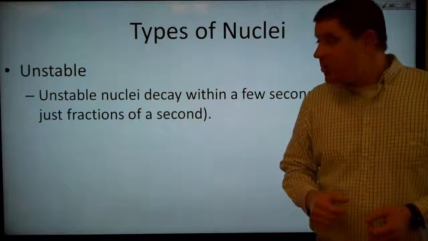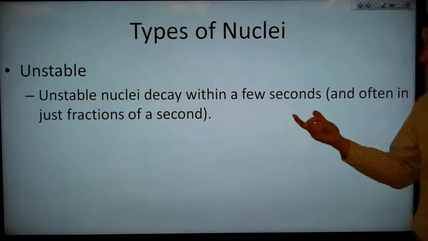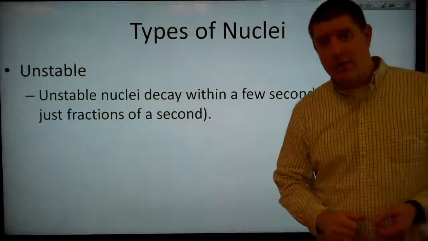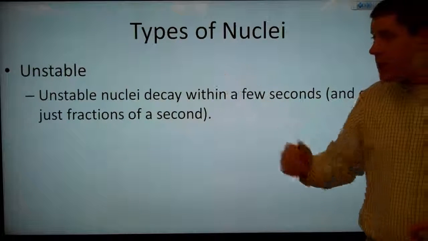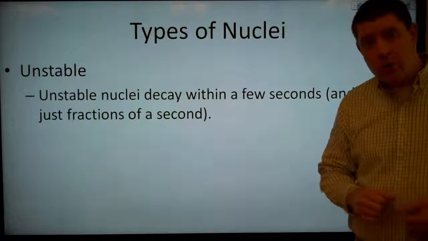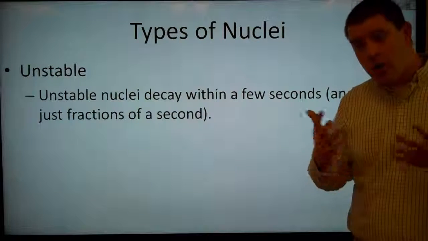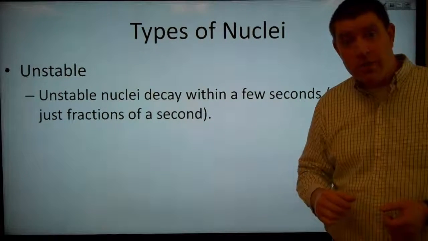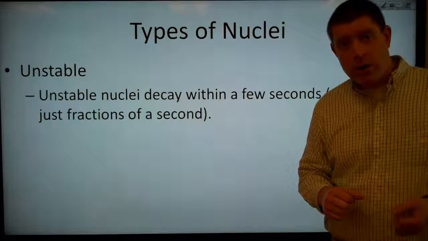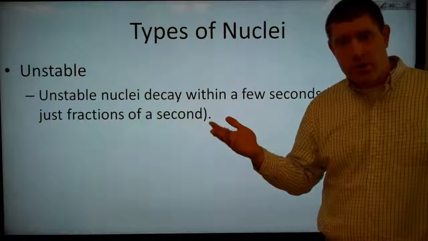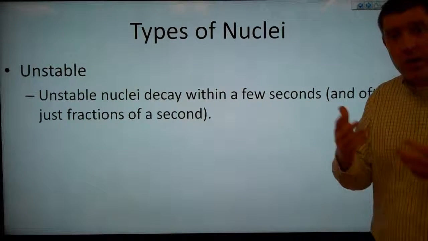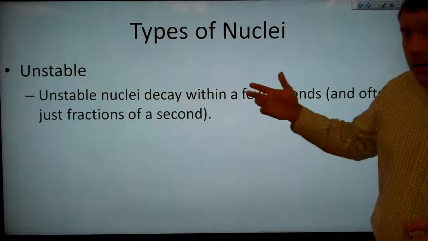And then there are unstable nuclei. So unstable nuclei decay within just a few seconds and often in just very, very small fractions of a second. And so generally these are formed in some nuclear reaction. They are so unstable that they decay relatively quickly. They're still radioactive, but they just decay so quickly that essentially on Earth's surface there aren't any of these, at least outside of material that has recently been created in a nuclear reactor.